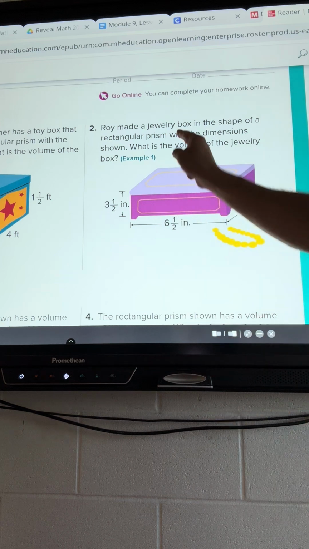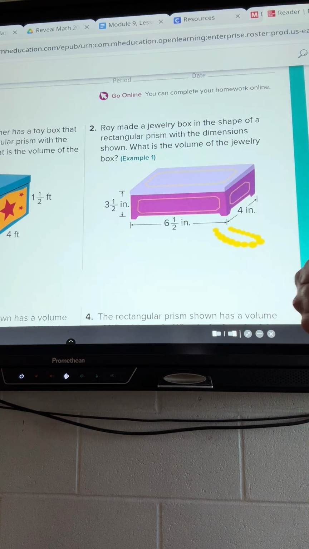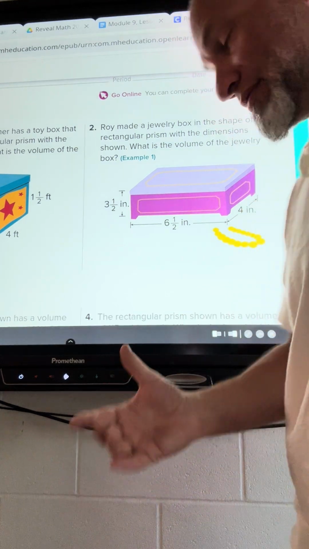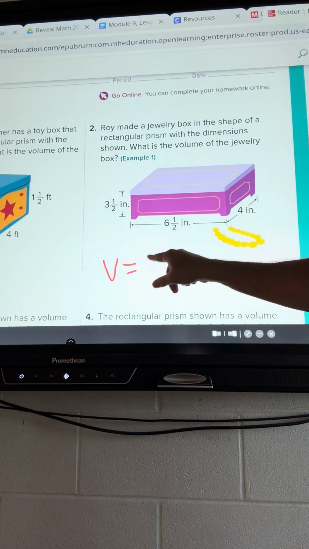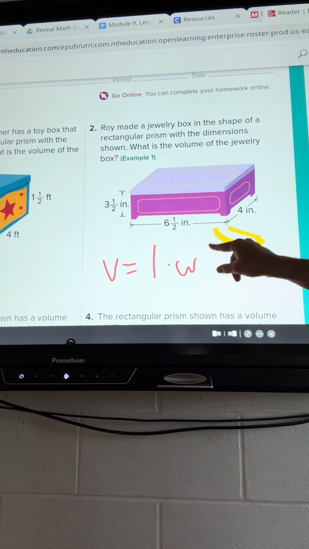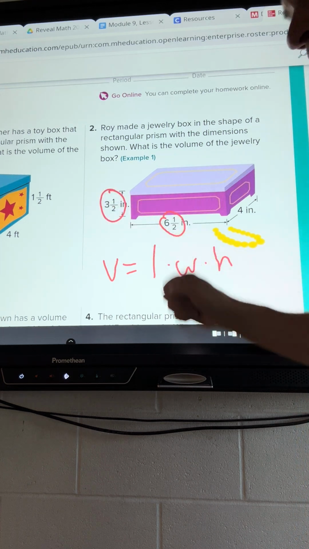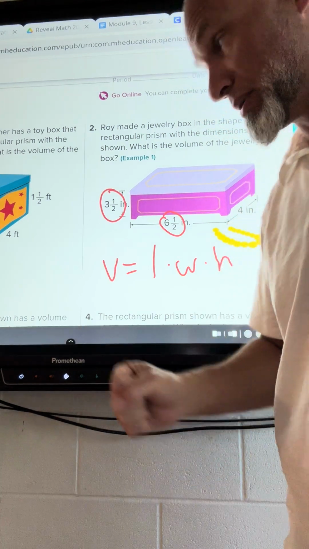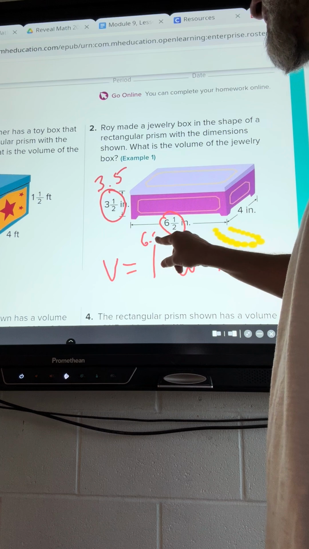Roy made a jewelry box in the shape of a rectangular prism with the dimensions shown. What is the volume? Obviously you're going to have to do the calculations on this one, but you should know that our formula is volume equals length times width times height. You've got two mixed numbers here. My advice would be to change those both to decimals. So 3 5/10 and 6 5/10.